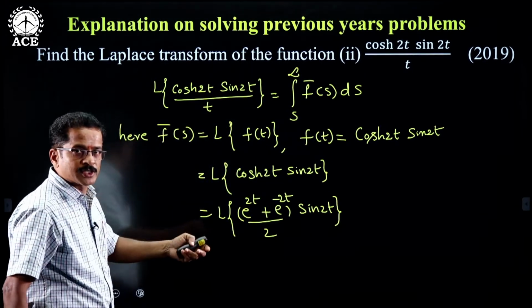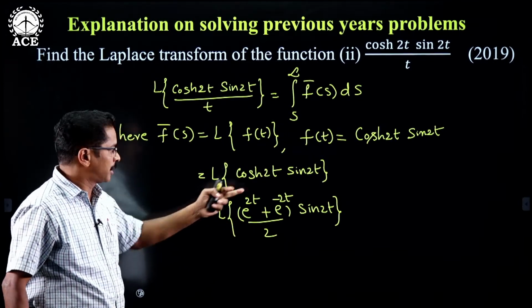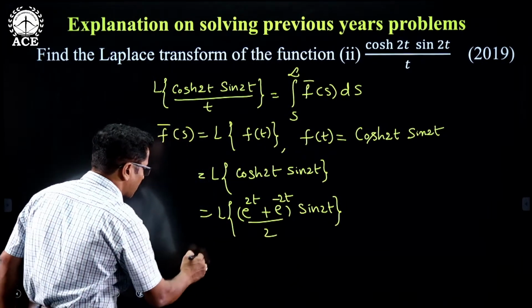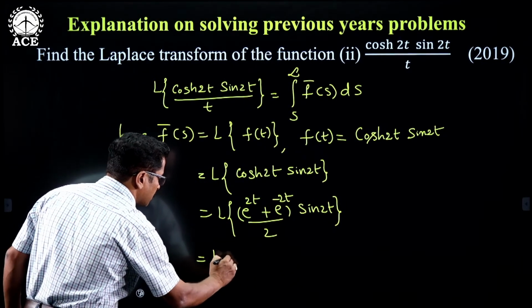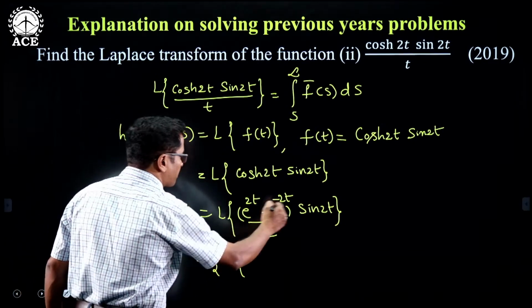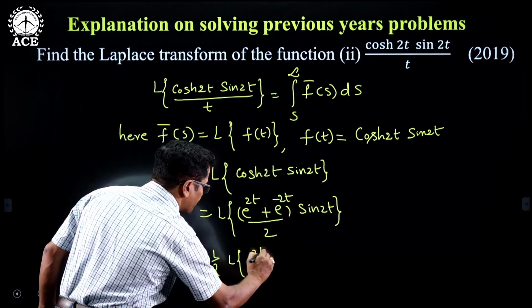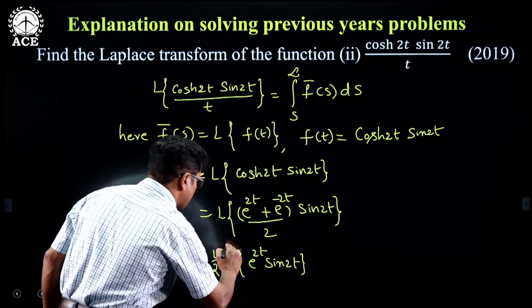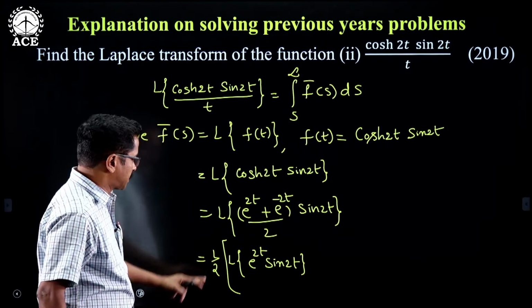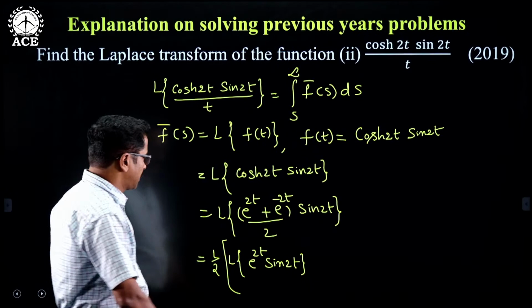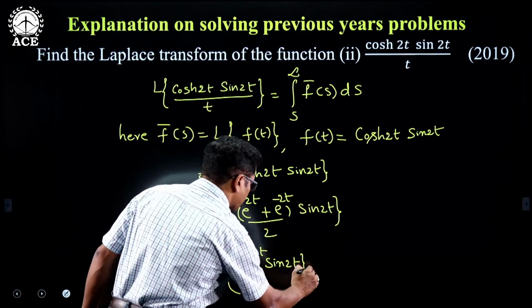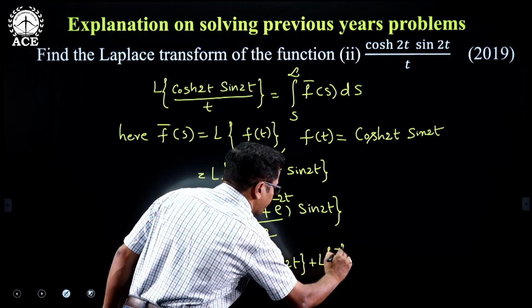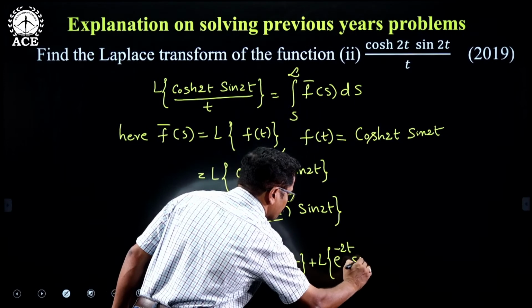Okay, so the hyperbolic function cos h 2t is e power 2t plus e power minus 2t by 2, into sin 2t. You bring the 1 by 2 outside. So then L of e power 2t sin 2t, applying the linearity property here, plus L of e power minus 2t into sin 2t.